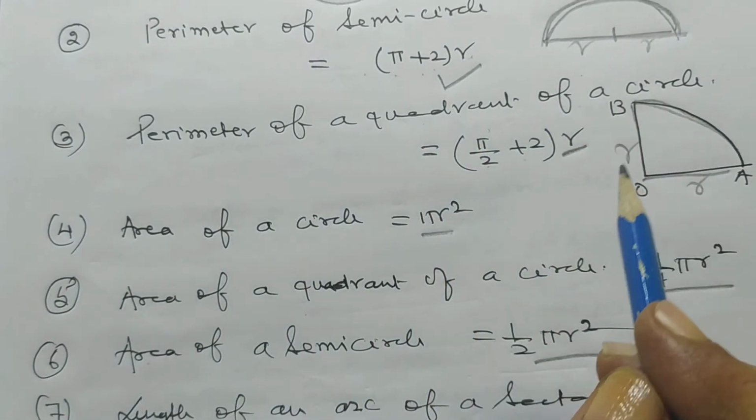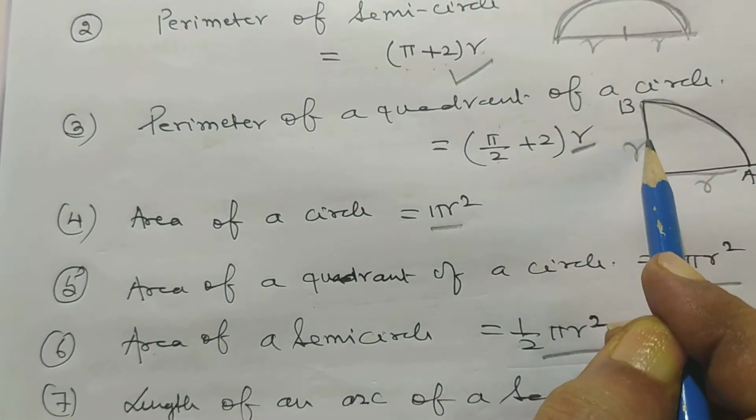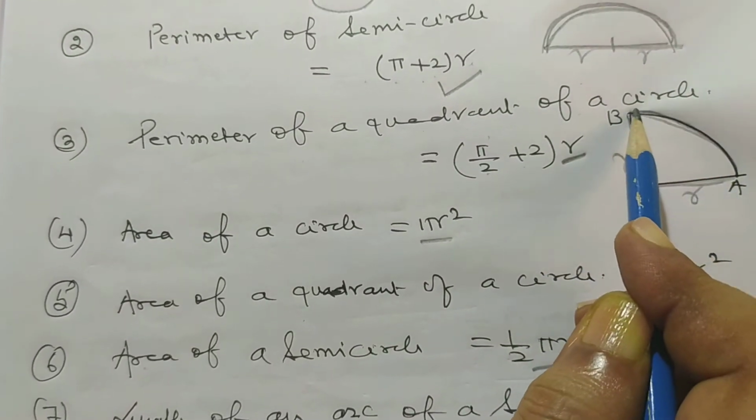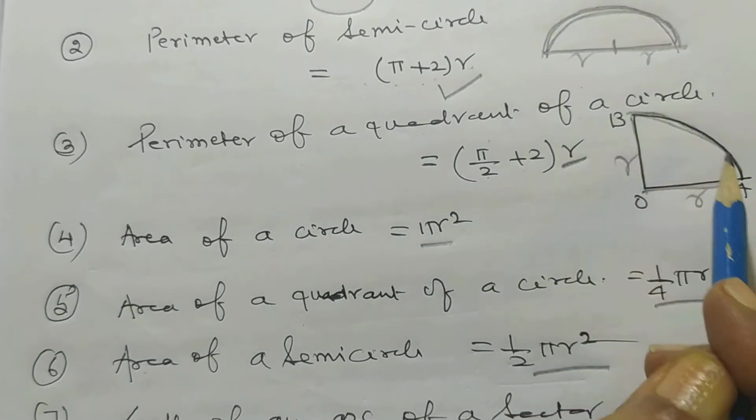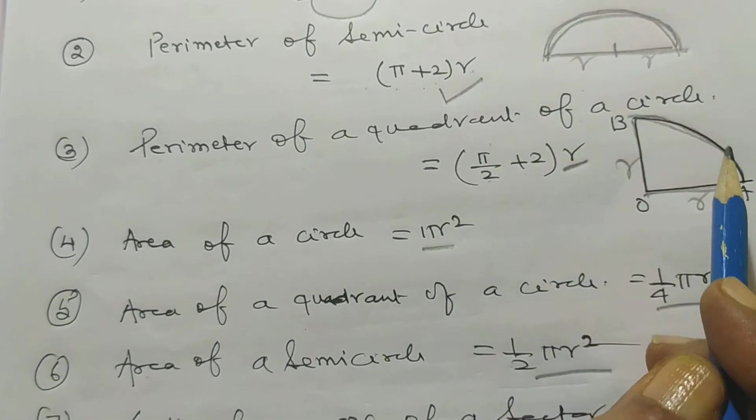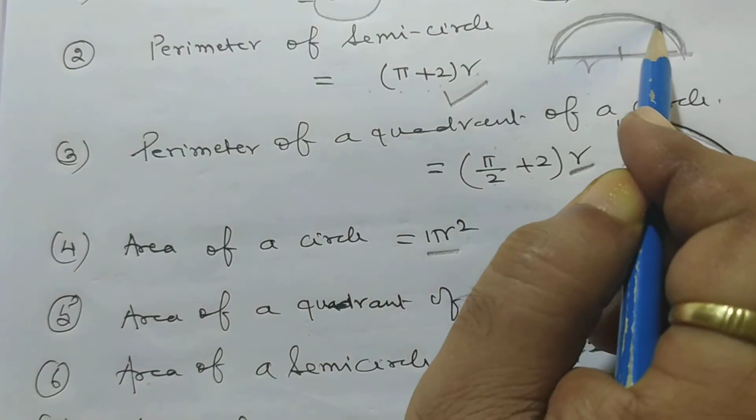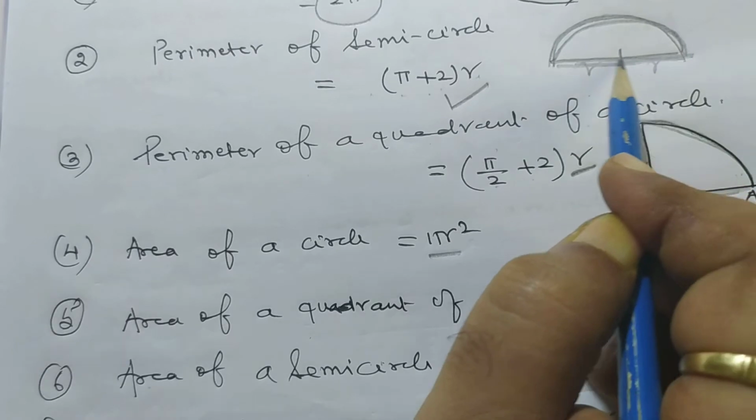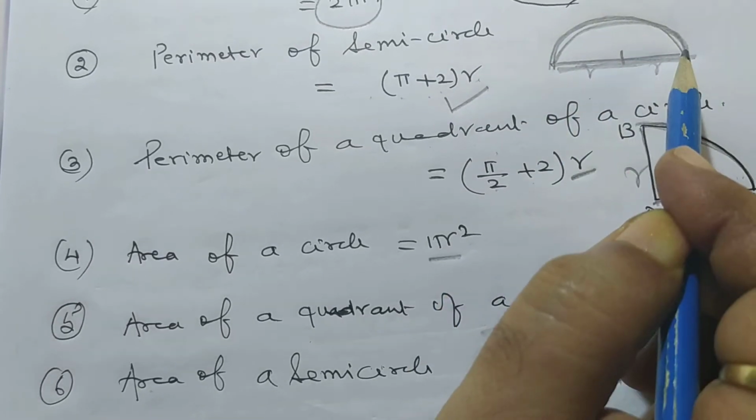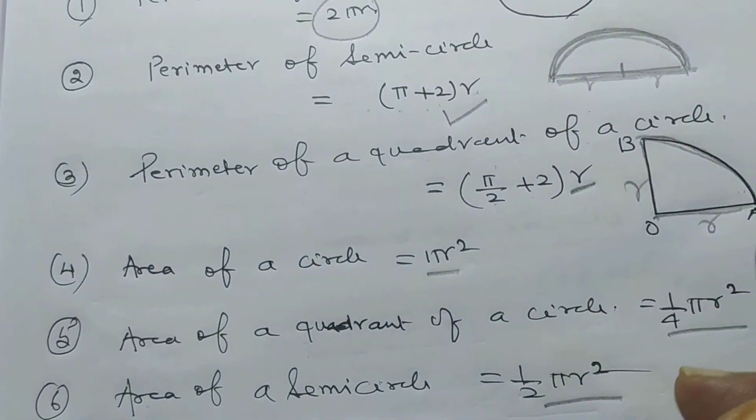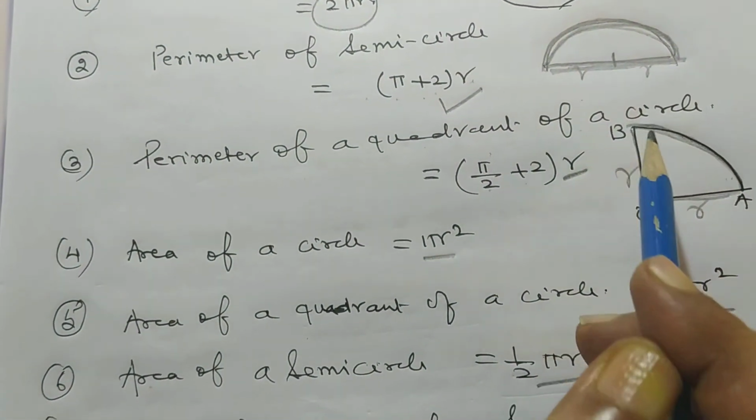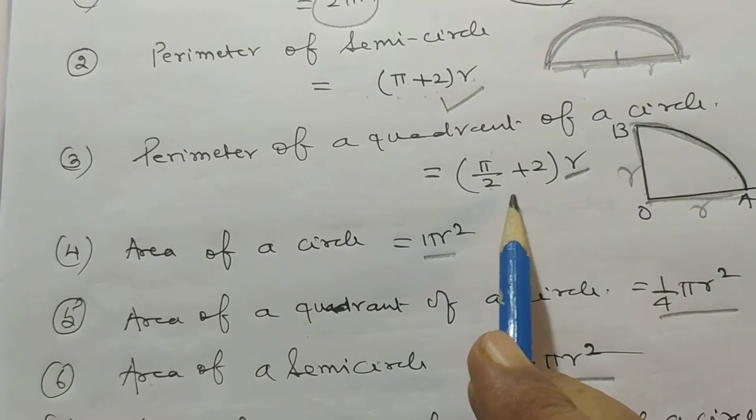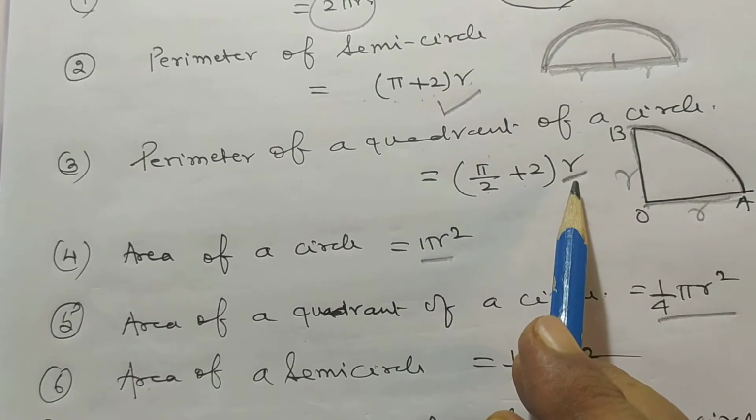Perimeter of quadrant of a circle, try to understand. This OB is radius, this O is radius and this is arc length. This arc length is pi r by 2. Arc length of semicircle is pi r, and for perimeter you add 2r. Here the perimeter of the quadrant is pi r by 2 plus r plus r. It can be written as (pi by 2 plus 2) within the bracket into r.